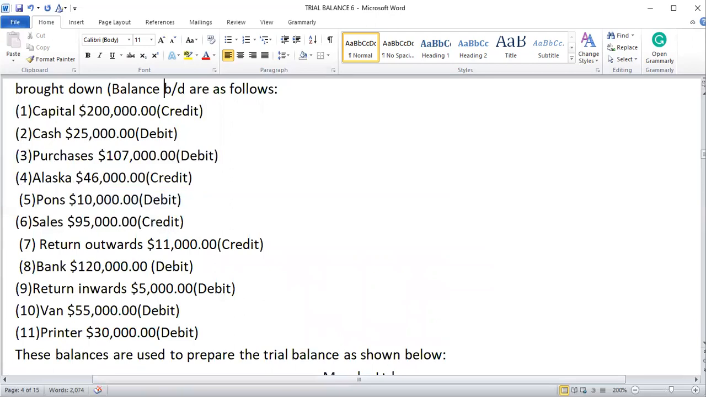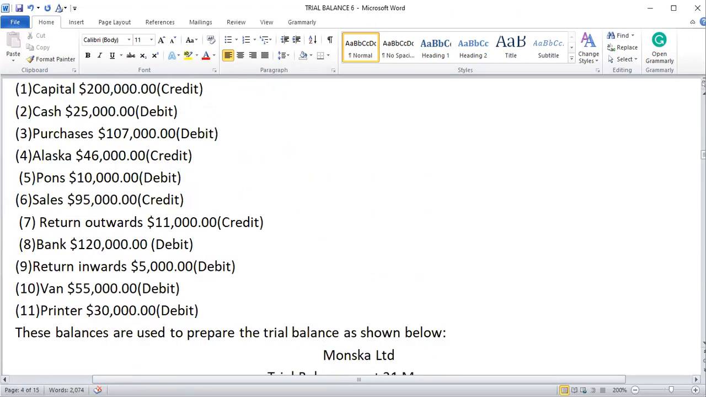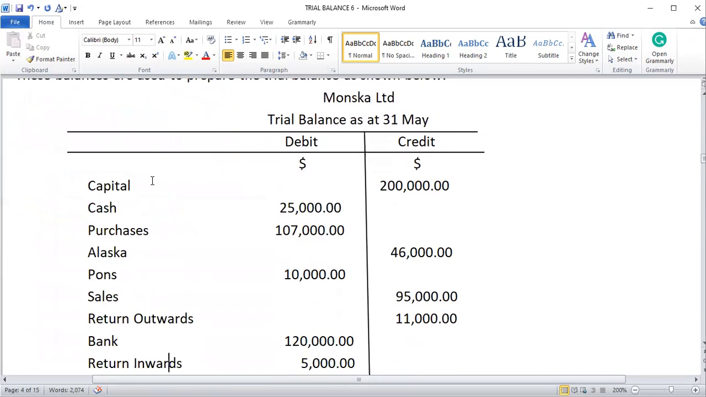Number 4, Alaska, $46,000 credit balance. So you go to your trial balance. Alaska, $46,000 credit balance, credited. The next transaction, 5, Ponds, $10,000 debit balance. So Ponds, $10,000 debited.